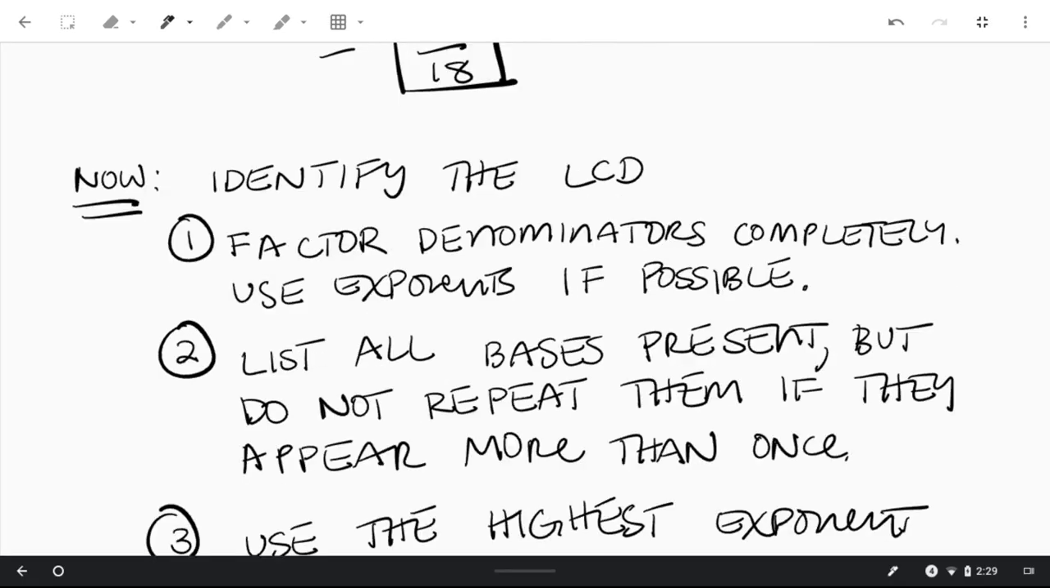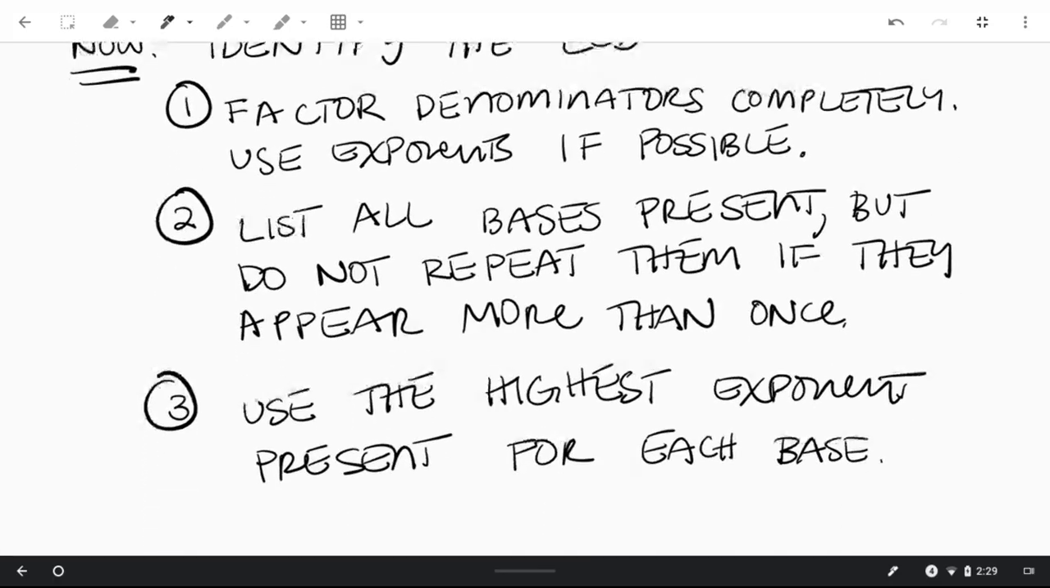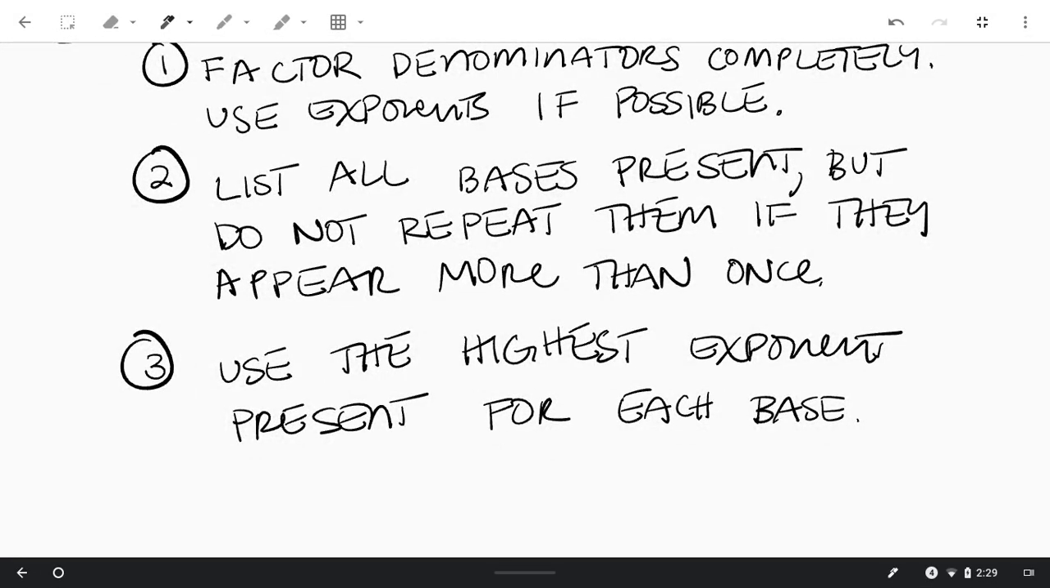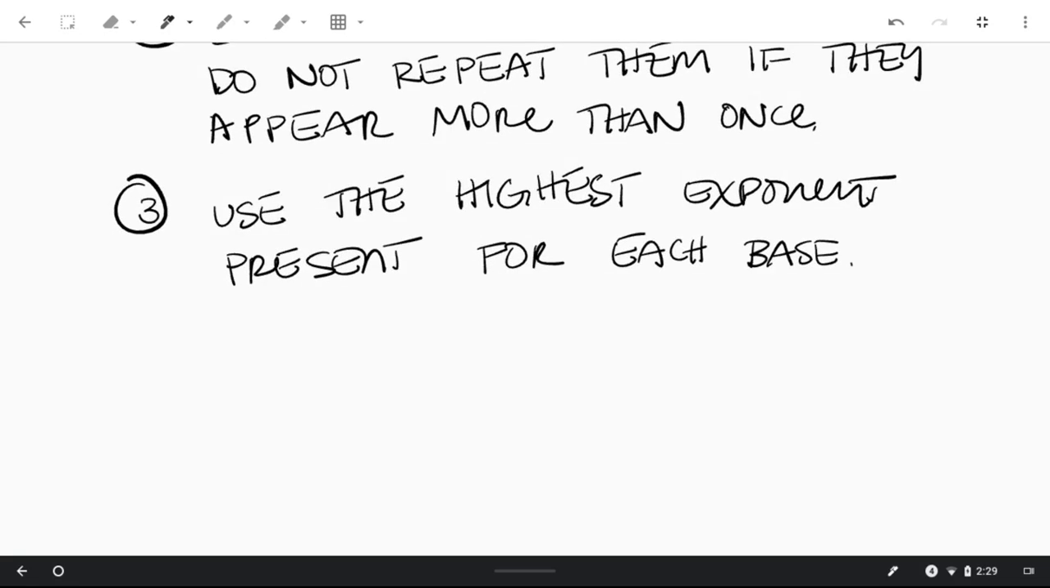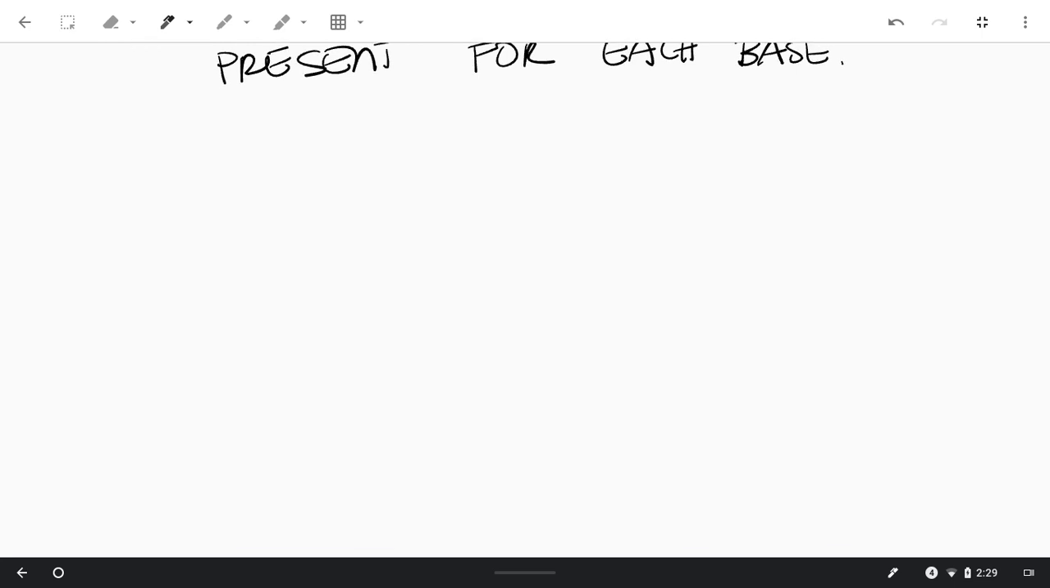So we start off, we factor all the denominators, right? Factor them, just the denominators. Don't worry about the numerators. We factor all the denominators completely. Use exponents if possible. Then we're going to list all the bases present. No need to repeat them if you see it more than once. And then we're going to use the highest exponent present for each base. Okay, so let's take a look.